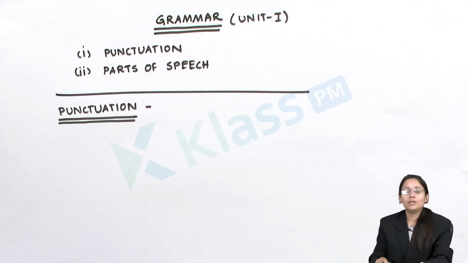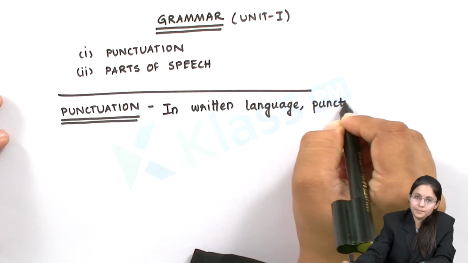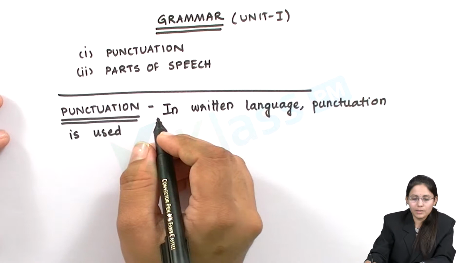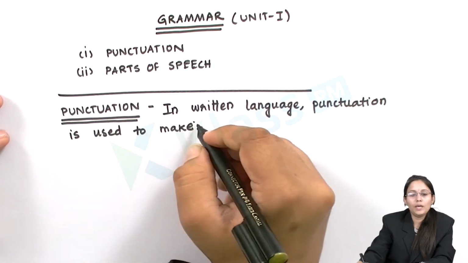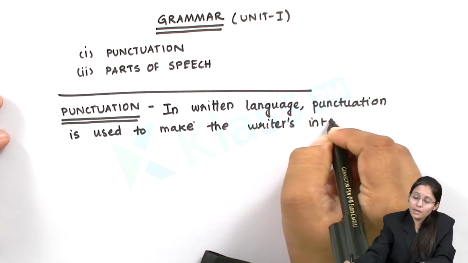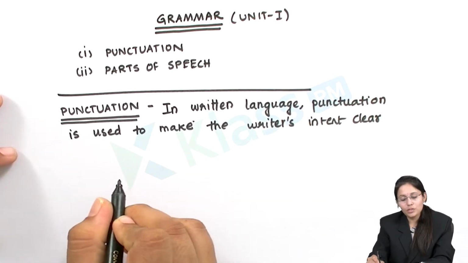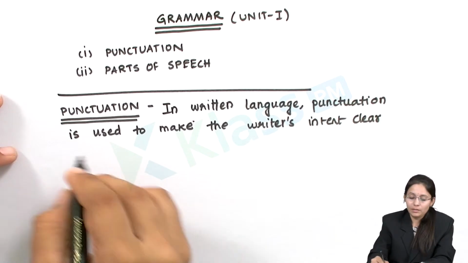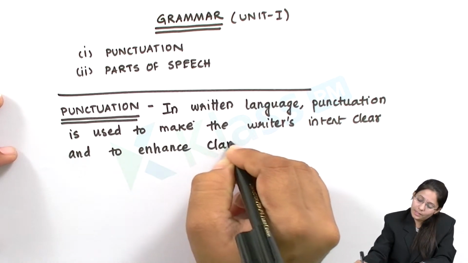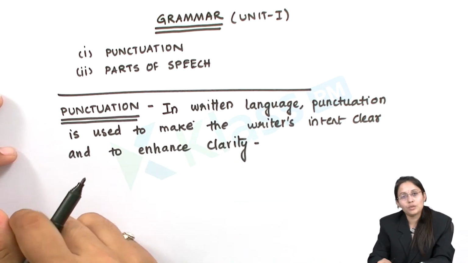Now let us proceed with the proper definition of punctuation. In written language, punctuation, or you can call them punctuation marks, is used to make the writer's intent clear. Are you getting my point? In written language, punctuation is used to make the writer's intent clear and to enhance clarity. This is the objective behind punctuation marks or punctuation.